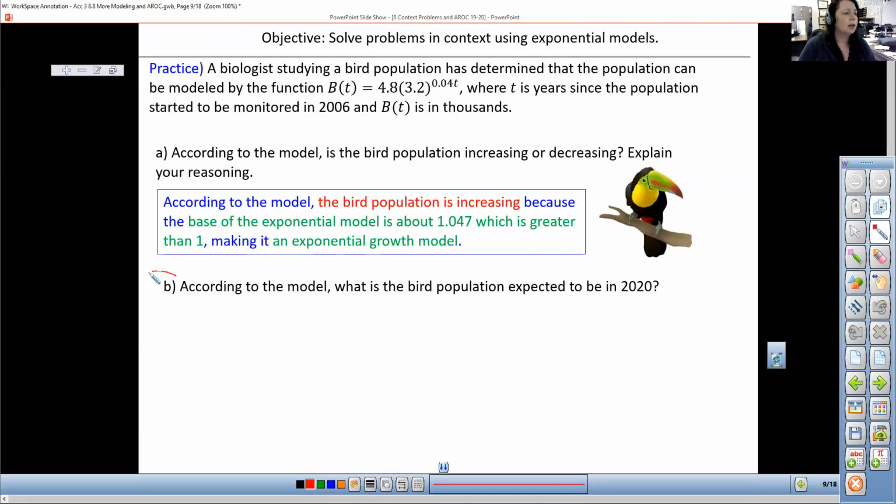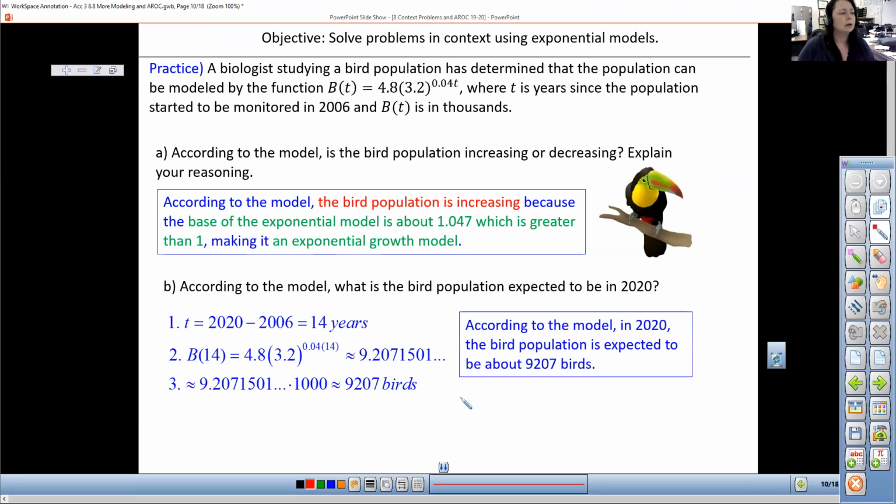All right, let's try part B. Let's take a look. All right, so here, at least we use the right variable this time, t. Here we have that subtraction of calendar years and gives us a 14-year time span. And so we're looking to figure out the bird population, what we're looking at the growth over that 14-year period.